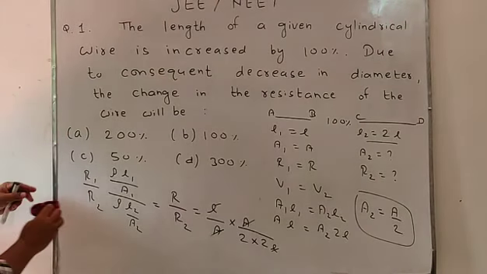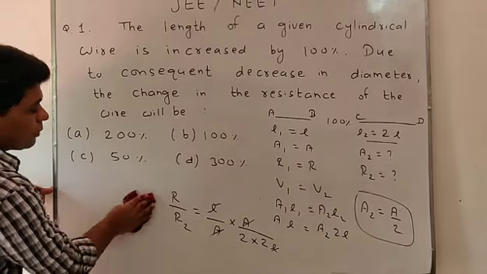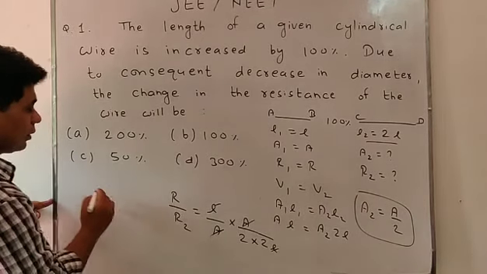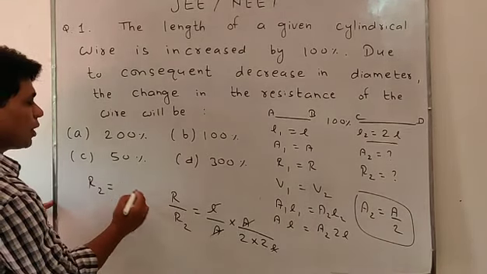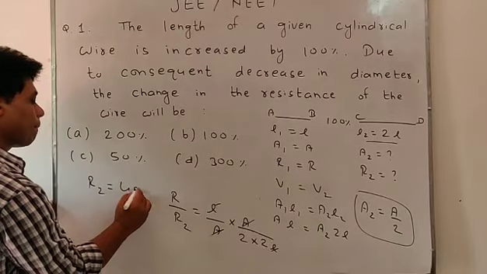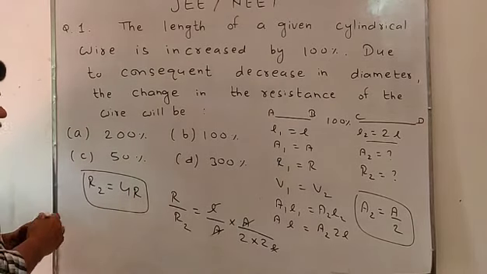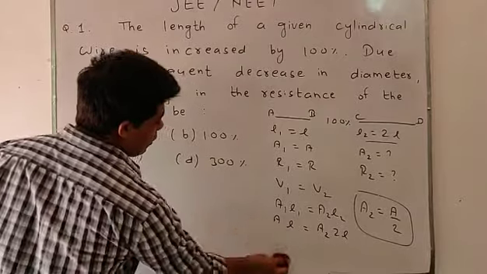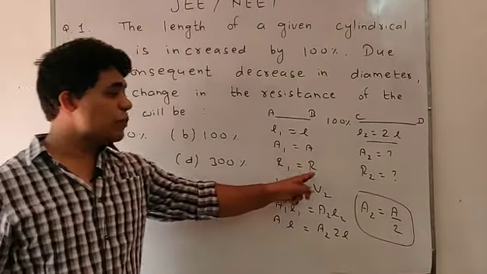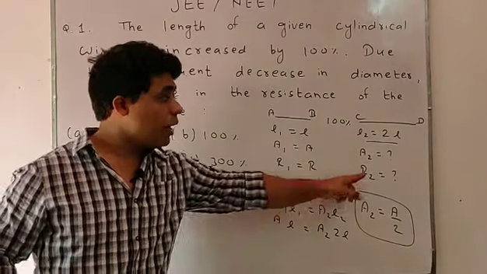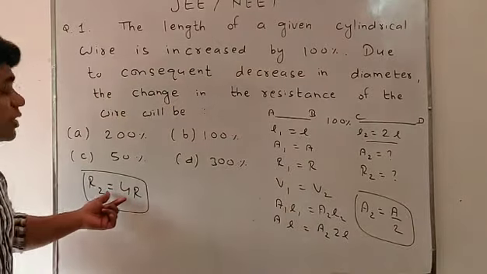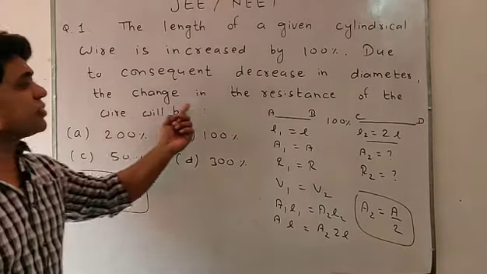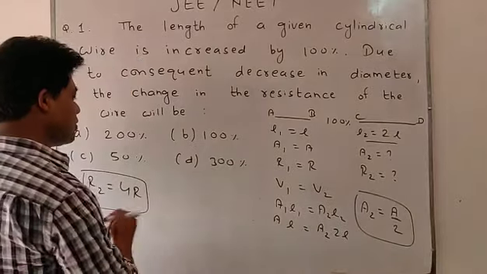So what will we get finally, students? Finally we will get R2 as 2 twos are 4, 4R. That is the first important relation. Initial resistance we assumed as R, R1 as R, and final we got as 4R. So now we can find the change in resistance. How can we find the change?